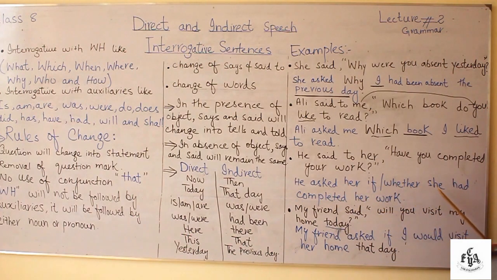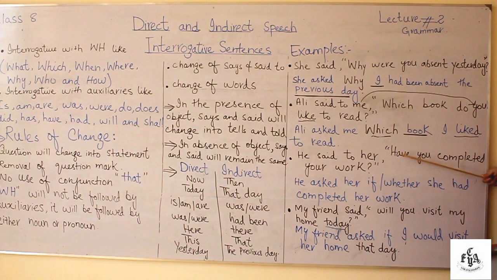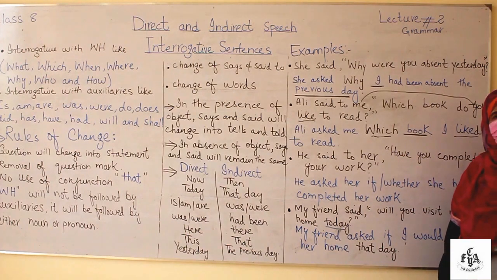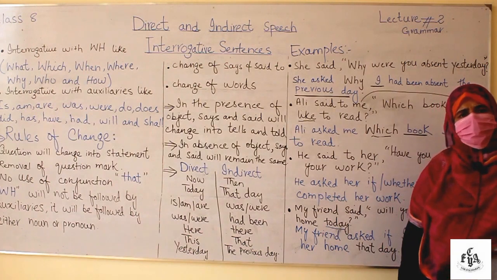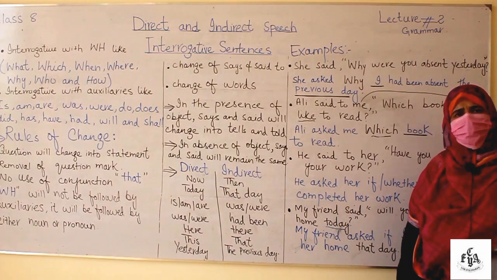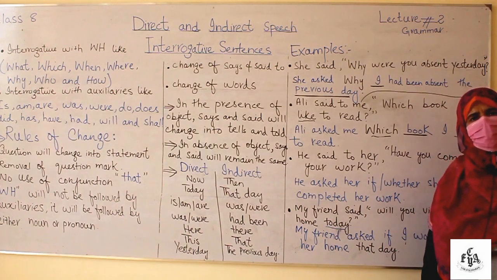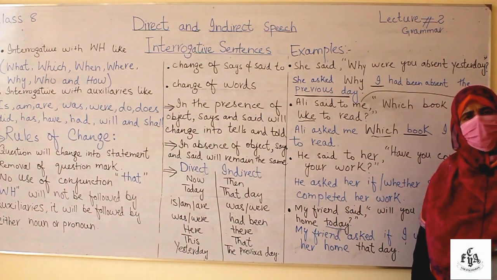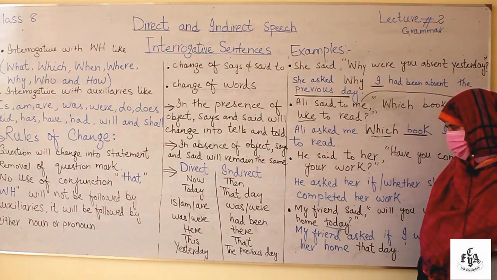Now, if she had completed her work. Now, here, as I told you, have you completed your work? Have you is present perfect tense. Present perfect tense would change into past perfect tense. So past perfect tense, you already know, is taking had. Only have will change into had: had completed her work.